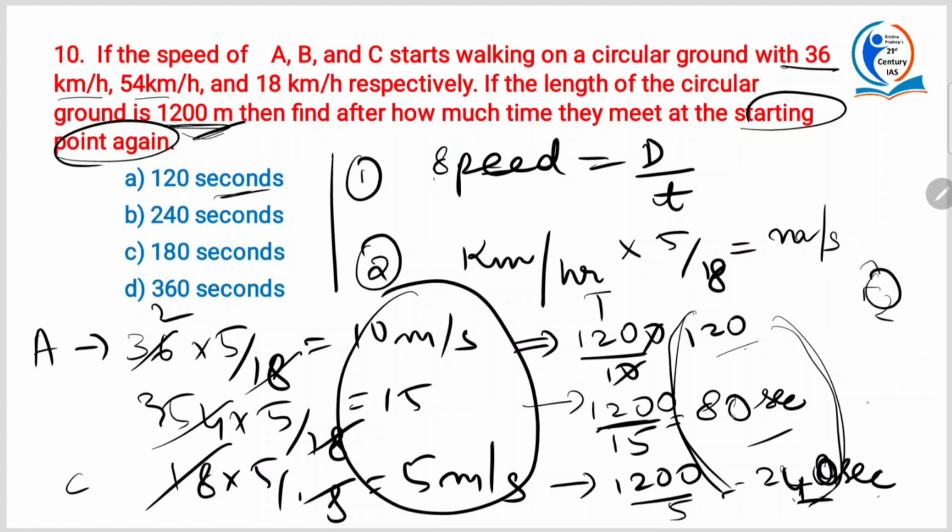Just by observing you will get to know, right? Is 240 divisible by 80? Yes. Is 240 divisible by 120? Yes. So the lowest common multiple is 240. Okay, 240 seconds. This is the minimum time at which all these fellows A, B, C are meeting. Again they will meet at 480 seconds also, but this is the minimum value. So 240 seconds is the answer. Yeah, so B, 240 is the answer.